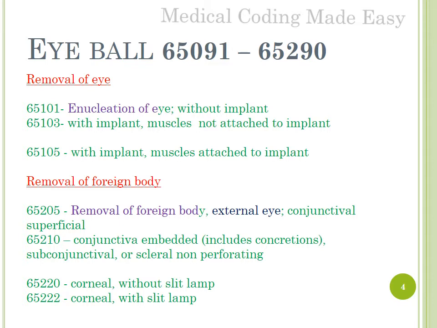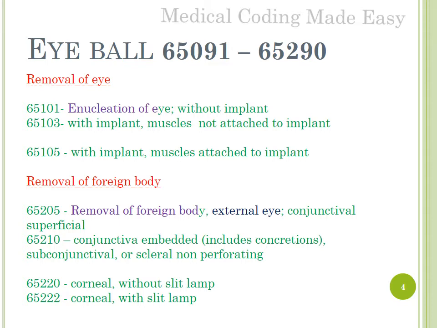Eyeball codes are 65091 to 65290. Here we can see how to find a term. For a medical terminology, for example, enucleation, if we don't know what enucleation is, just go through the title: removal of eye. So enucleation means removal.